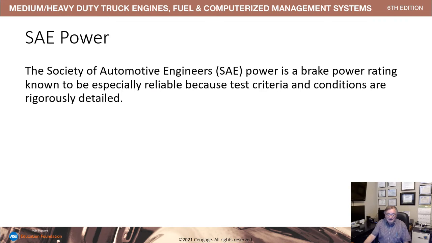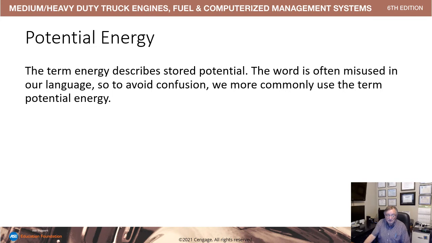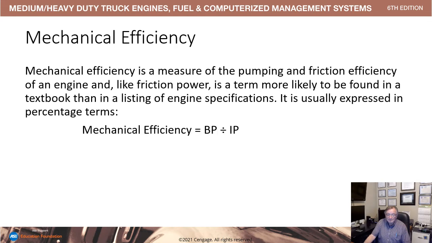The SAE, Society of Automotive Engineers, brake power rating is known as the most reliable because they have specific test criteria and conditions that are rigorously detailed in order to determine the power rating, the brake horsepower. Potential energy is stored potential. It's often misused, and we commonly use the term potential energy otherwise.